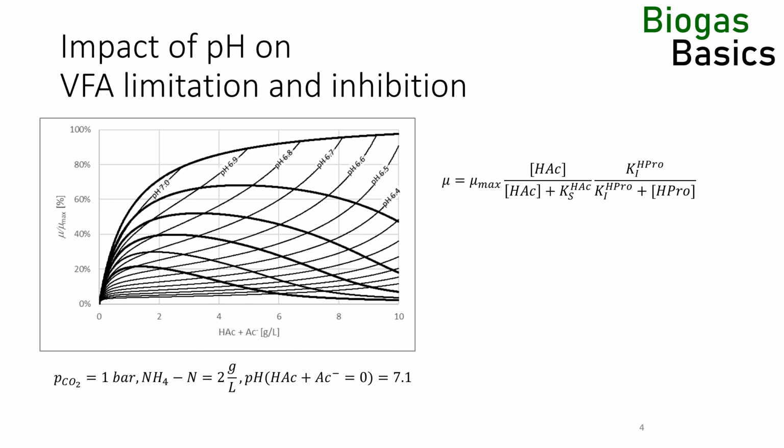Let's have a look at the pH 6.8 line. When no propionic acid is present, we will need to add 6.7 gram per liter total acetic acid to the digestate to bring the pH to 6.8. At 2 grams per liter total propionic acid, 5.1 grams per liter total acetic acid are required. At 4 gram per liter total propionic acid, it is 3.5 gram per liter acetic acid, and at 6 gram per liter propionic acid, it is 1.9 gram per liter.